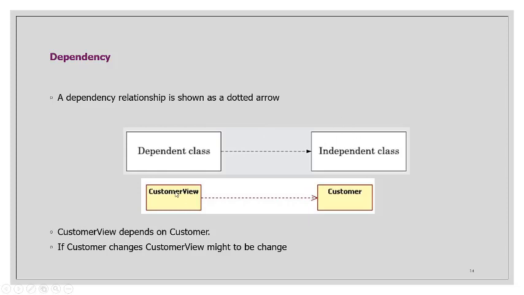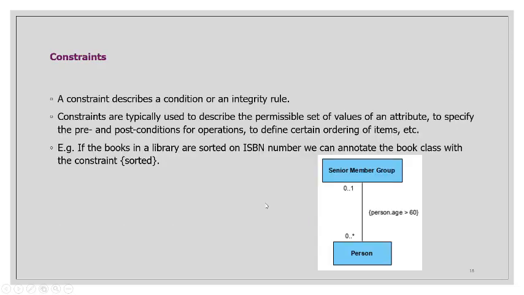If we draw a view in the concept of DBMS, if we draw a view of a customer class, then this customer view is fully dependent on customer. Without customer, this customer view does not exist. That's why this is called dependency, and dependency is shown here by the dotted line.